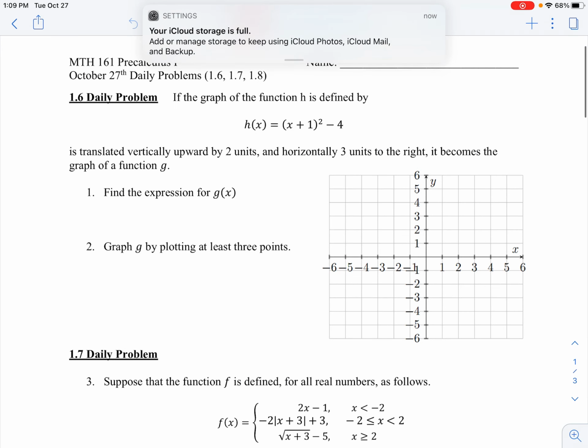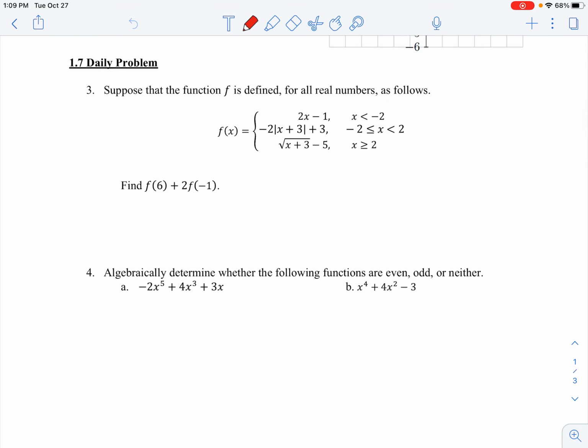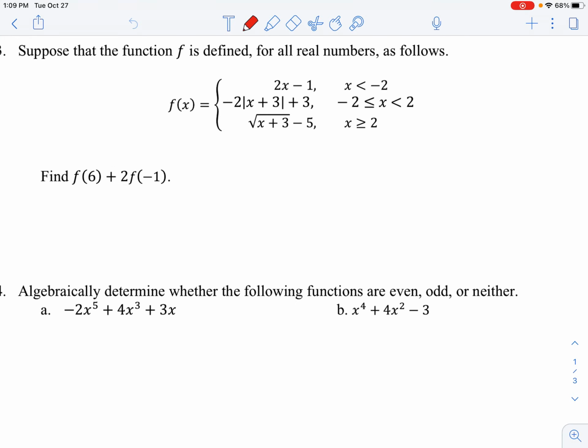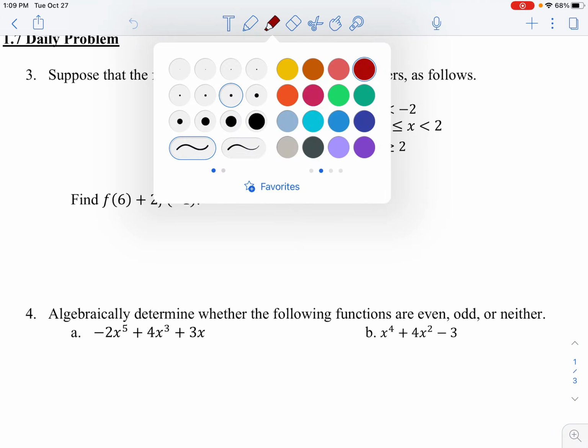1.6 is the transformation, but the 1.7 problem, I think this was what Camille was talking about. So, daily problem 1.7, we are evaluating a piecewise function. I'm giving you a complicated piecewise function, so I want to talk about the domain of each piece here.